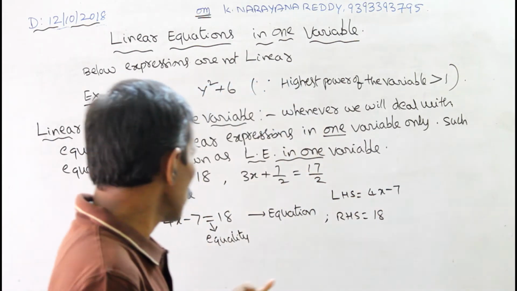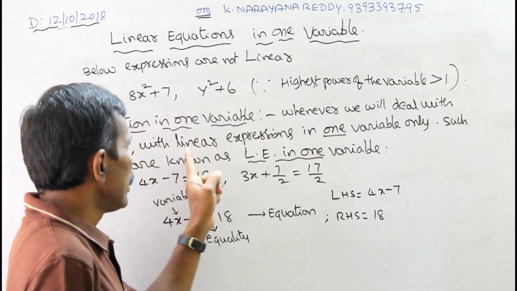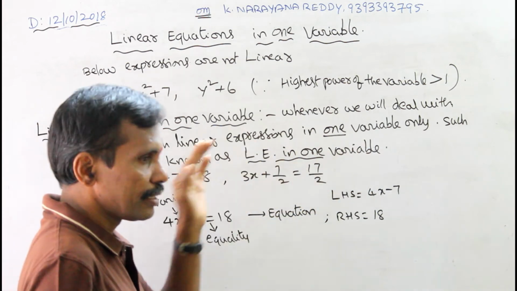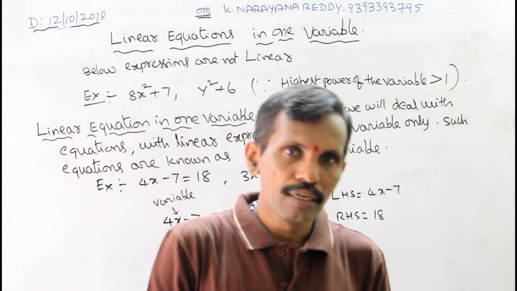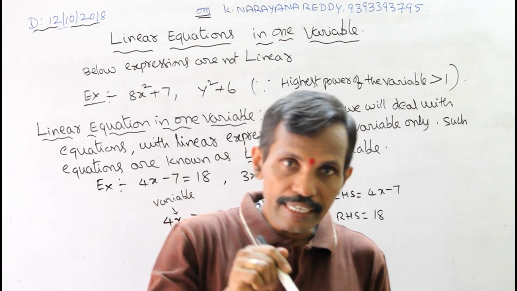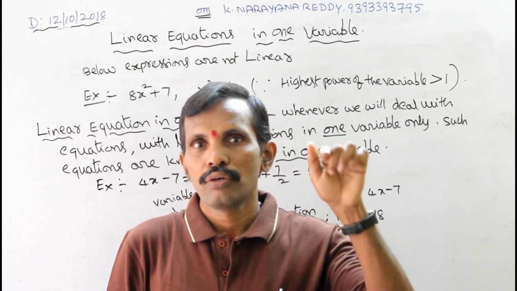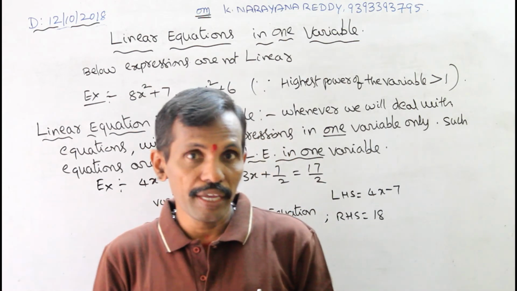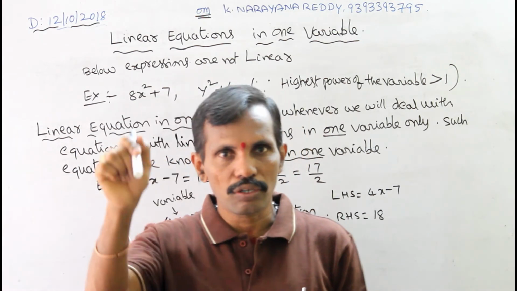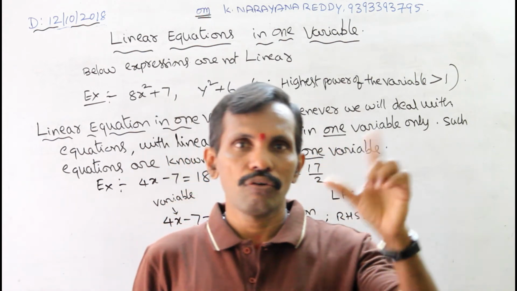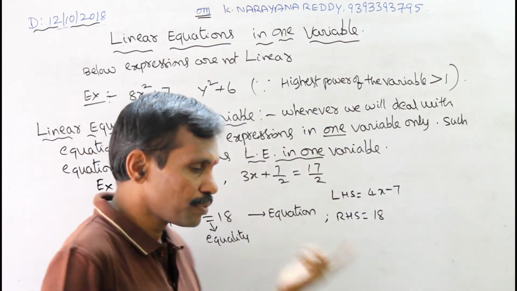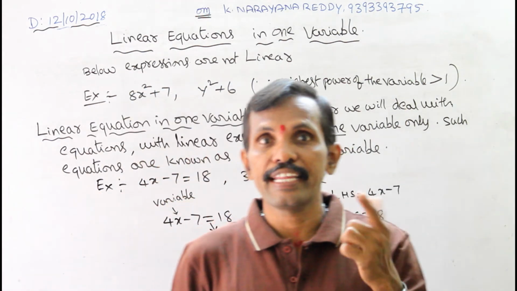Okay? Linear equation, what? One variable. Linear expression in one variable. The linear equation contains a linear expression, and that linear expression contains a variable with power 1. Whenever the power of the variable is 1, at that time that is called a linear equation in one variable. Okay? That is the difference between linear equation and linear expression.